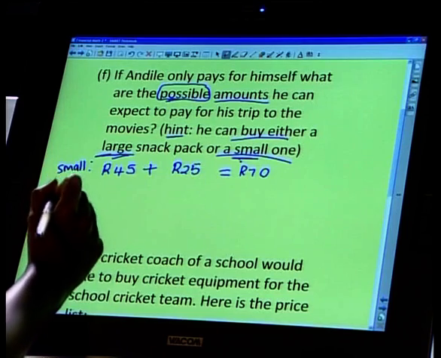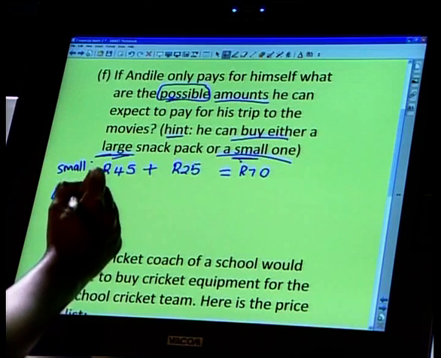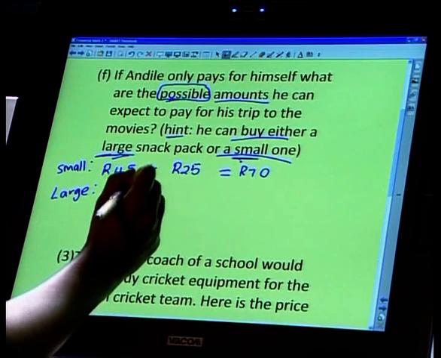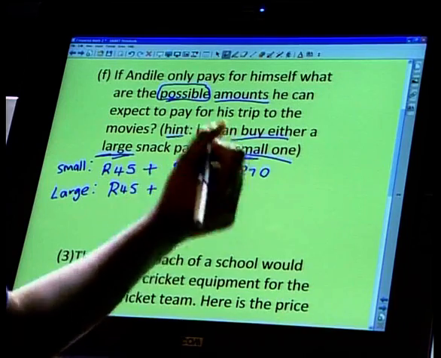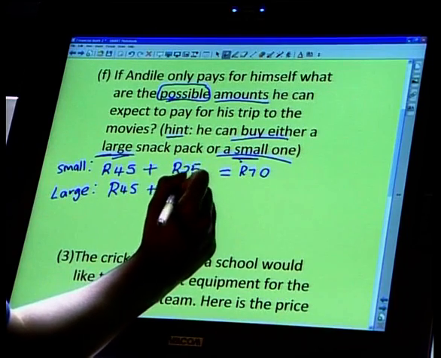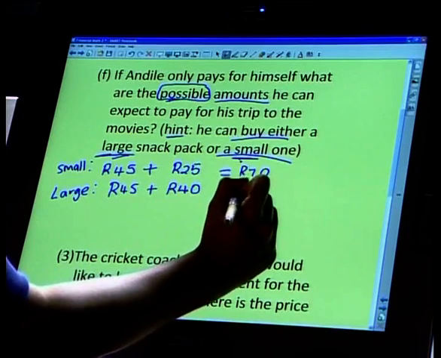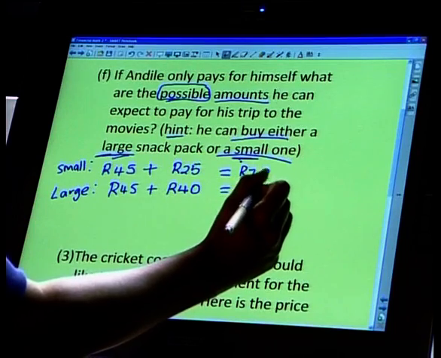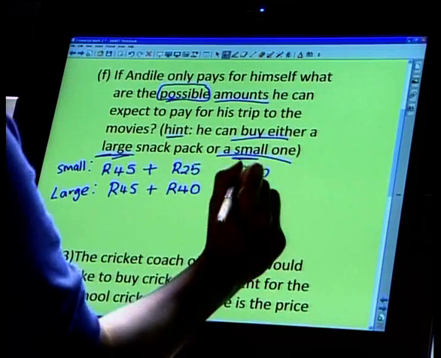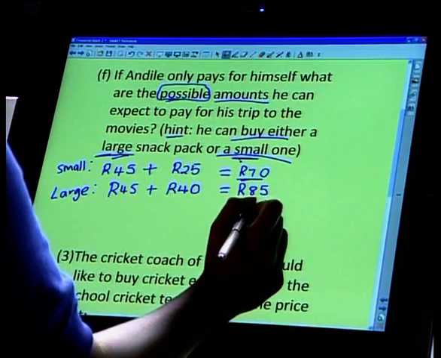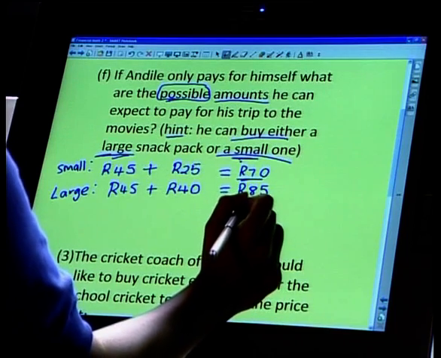Or alternatively, he can take the large snack pack, in which case the cost of the movie ticket is still 45 Rand, but the snack pack now costs 40 Rand. So 45 plus 40 will give me 85 Rand. So you can see that if he buys the small snack pack on this movie trip, he's going to save himself 15 Rand.